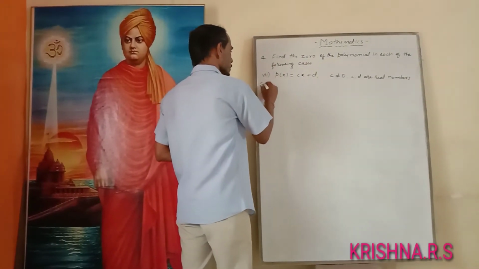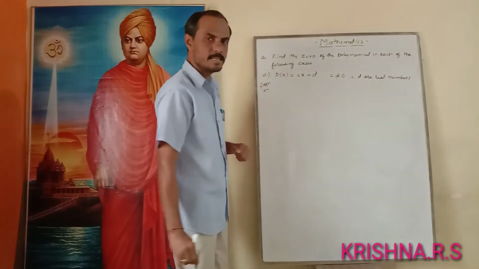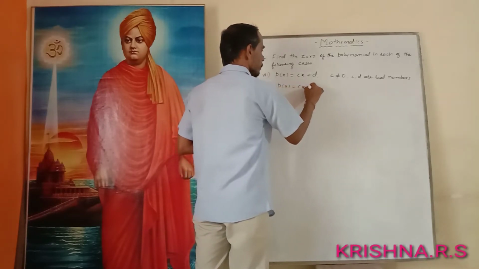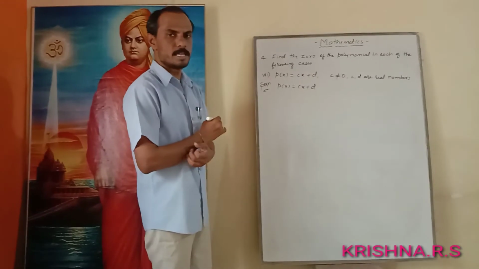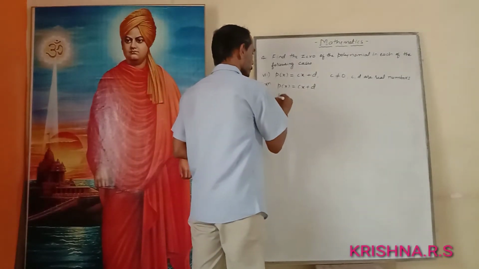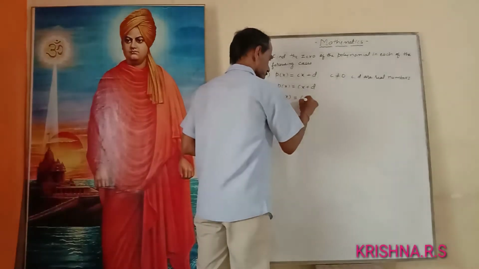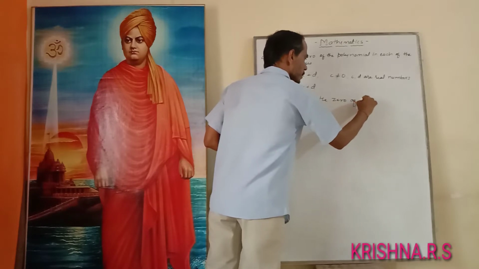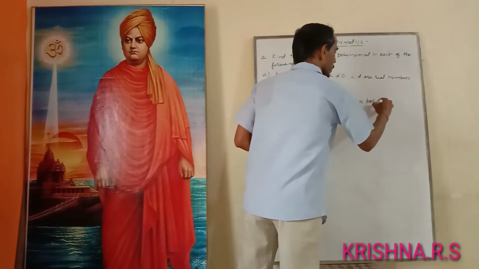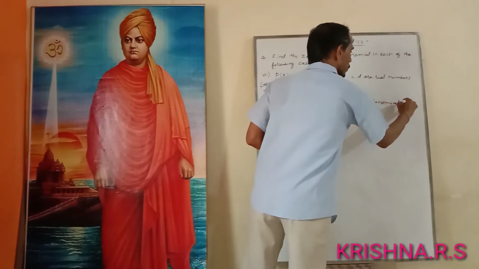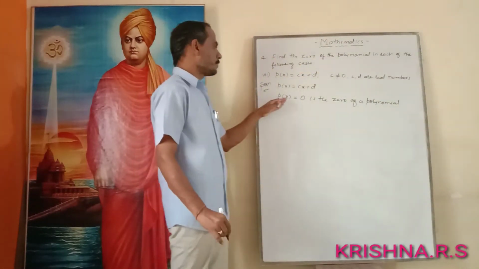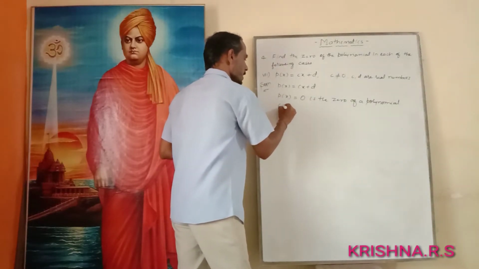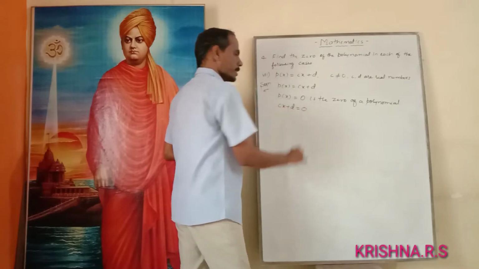Solution part. In the first step, write down the question as it is. What is the question? P of x is equal to Cx plus D. Okay, next step. P of x is equal to 0 is the zero of a polynomial. Next step, P of x value is Cx plus D is equal to 0.